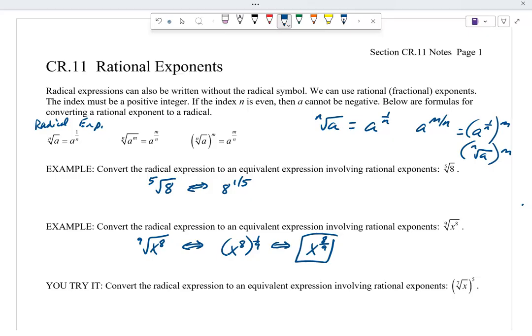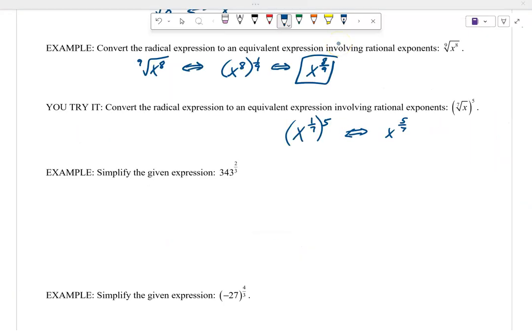Go ahead, try that next one. So we got x to the 5/7 on that one there. You see the work. And let's go ahead and simplify this. We're given it as a rational exponent, 343 to the 2/3.